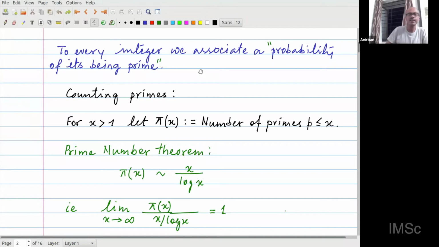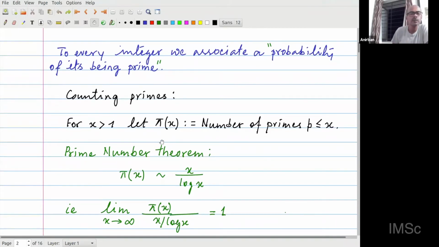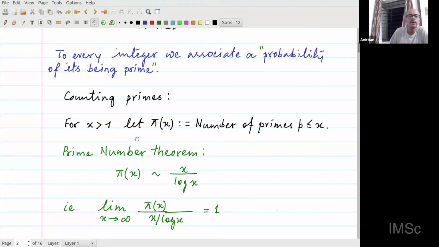For a real number x greater than 1, let pi x, so it's usually denoted by pi x, be the number of primes less than or equal to x. So for example, if x is 10, the primes less than 10 are 2, 3, 5 and 7. So pi 10 is going to be 4. Likewise, pi 9 would also be 4, because there are no primes between 9 and 10. So there were no changes. But it's going to be an increasing function, that's for sure.